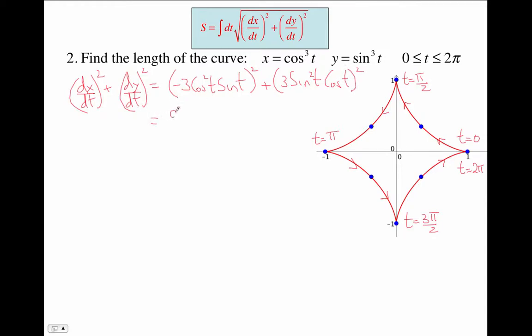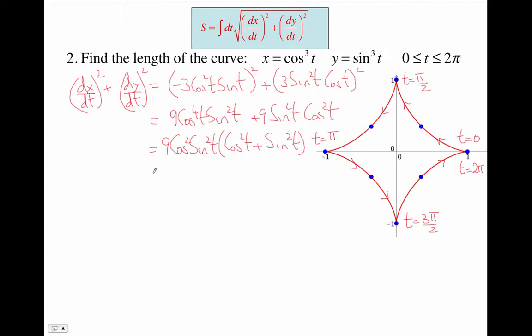This works out to 9 cos to the 4t sine squared t plus 9 sine to the 4t cos squared t. And we can clearly take 9 cos squared t sine squared t common, and inside is cos squared t plus sine squared t. And since this is 1, we've found that this is just 9 cos squared t sine squared t. Now, if we take the square root of this, we get 3 cosine of t sine of t.